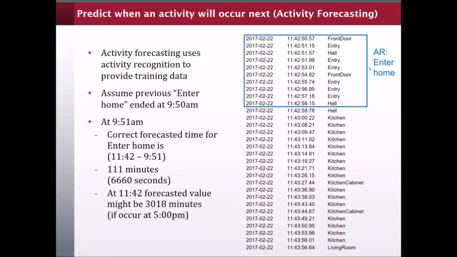Now suppose that after this occurrence of Enter Home, the next occurrence later on in time will be at 5:00 p.m. At 11:42, then, the correct output for an activity forecaster would be 3,018 minutes, which is the number of minutes that will elapse until the activity Enter Home occurs again.